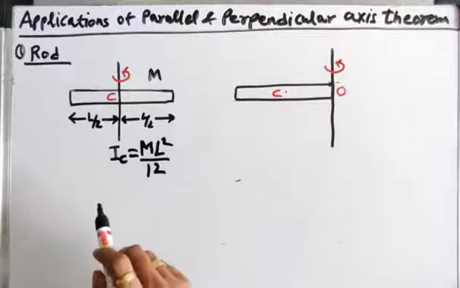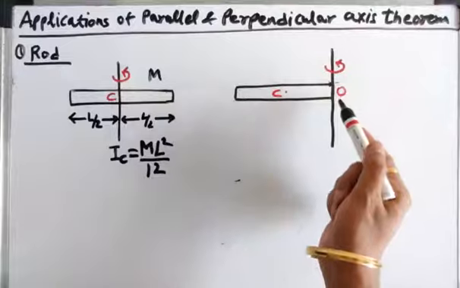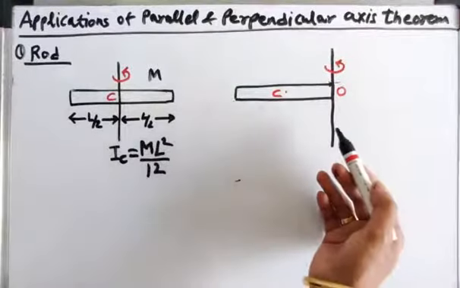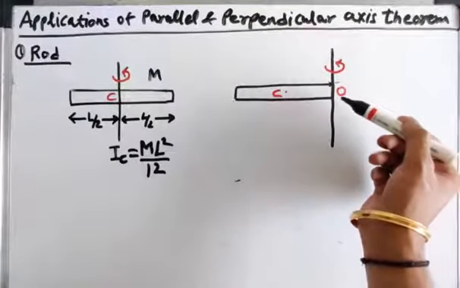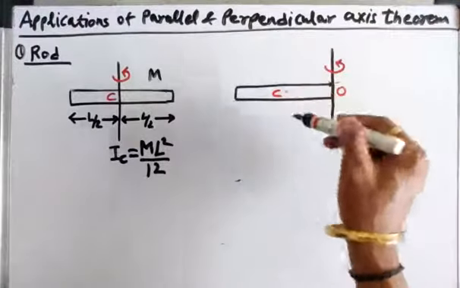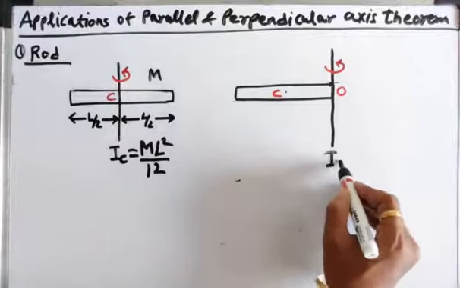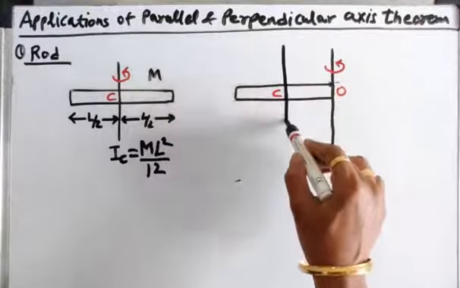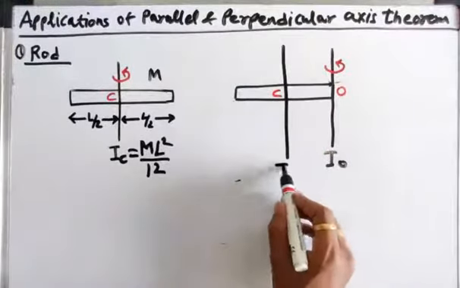But we want to find out moment of inertia of the same rod about an axis which is passing through its one end and perpendicular to its plane. As you can see in this figure, this is the new axis of rotation which is passing through its one end and perpendicular to its plane. So moment of inertia of this rod about this axis of rotation which is passing through point O is say IO. But we already know the moment of inertia of a rod about an axis passing through its center of mass. So this is nothing but IC.